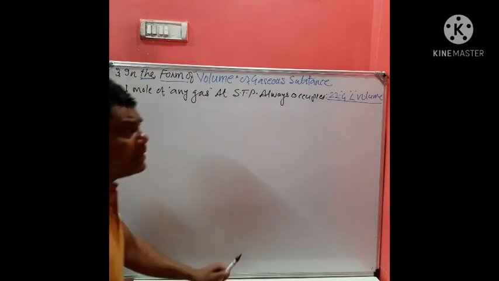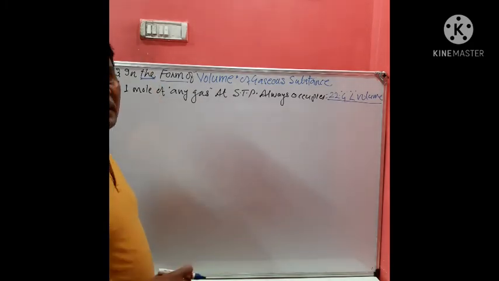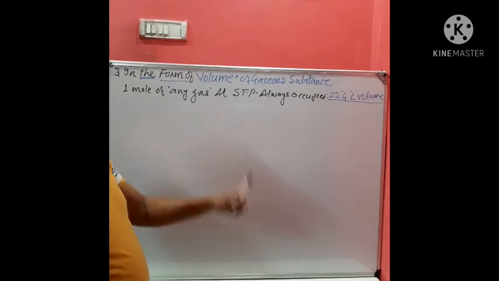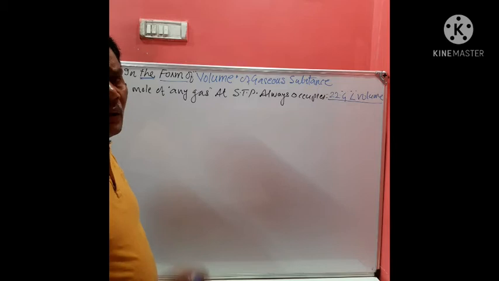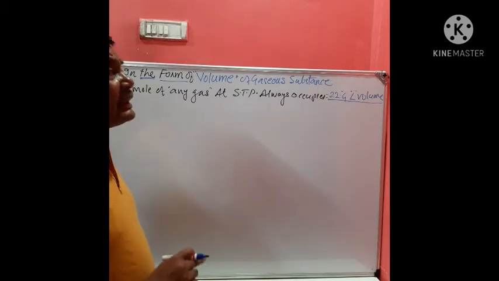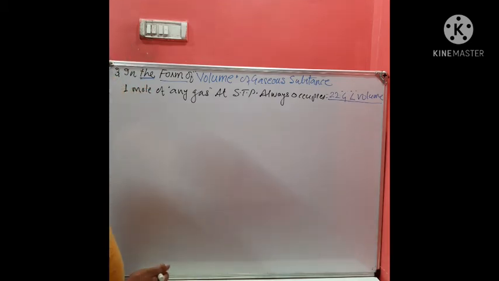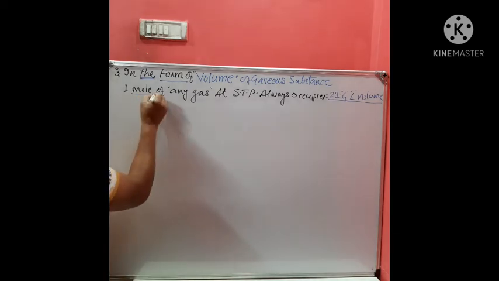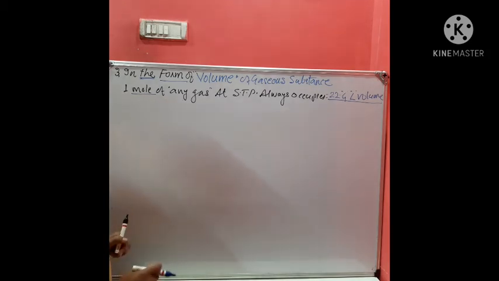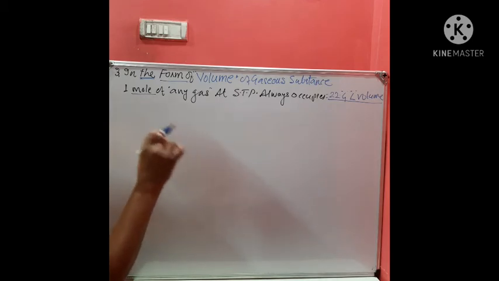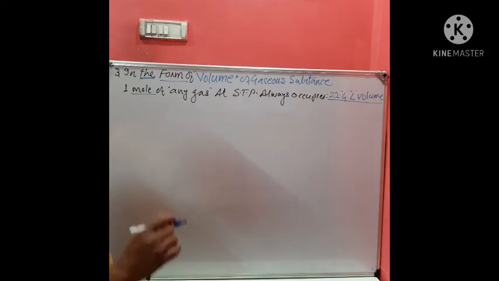Actually students, this volume is obtained from the application of Avogadro's law. One of the applications was explained during Avogadro's law. One complete class is taken on this phenomenon. So you can search, you can refer how this value 22.4 liter volume is generated. So 1 mole of any gas at STP, means standard temperature and pressure, always occupies 22.4 liter volume of the given vessel.